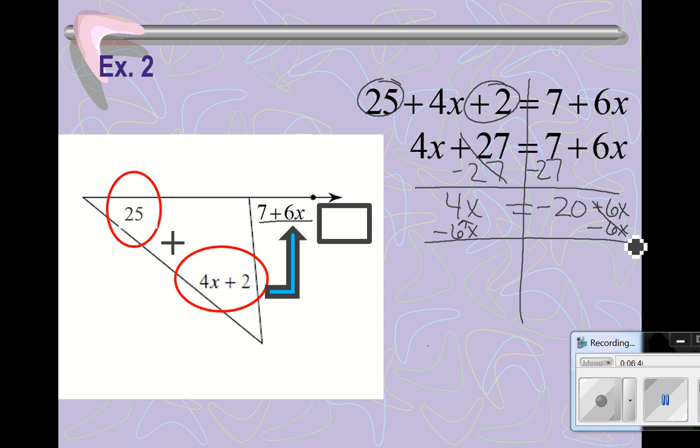Draw a line and cancel. 4x minus 6x, if I make a T-chart, I know it's going to be negative and I'm subtracting the numbers, so negative 2x equals negative 20.